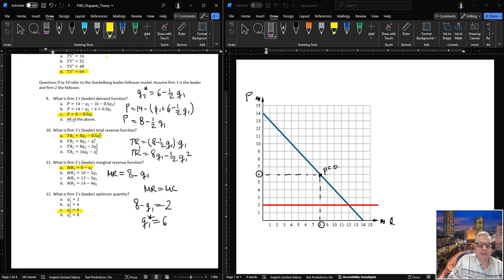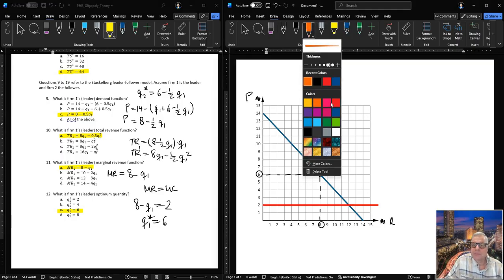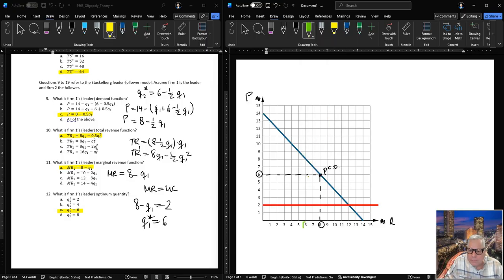So probably the next question is, okay, let's make that in green. So that's the Stackelberg leader. So the next question is probably, what is the optimum quantity for the follower? So we have the response function here, 6 minus half Q1. So 6 minus half Q1, because Q1 is 6, half is 3, 6 minus 3, 3.